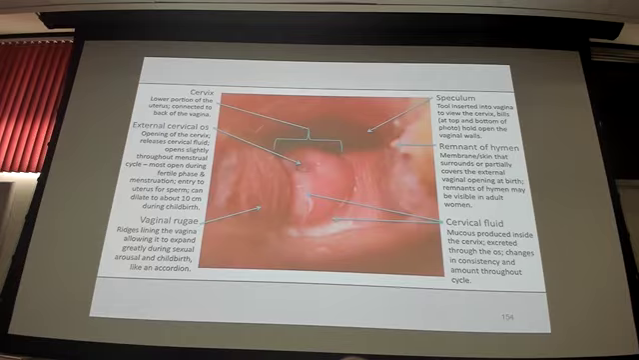Now, as I've talked about, this is what you will see if you have a speculum, right? This is a picture of a speculum exam, and so that's exactly what you should see, except you can't really see the speculum, right? But you should be able to trap the cervix and then be able to do your examination, okay?